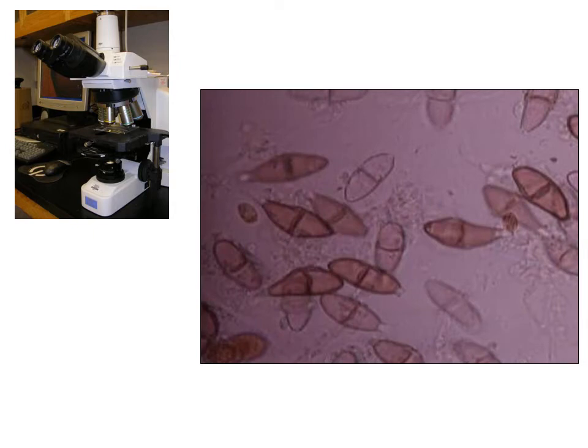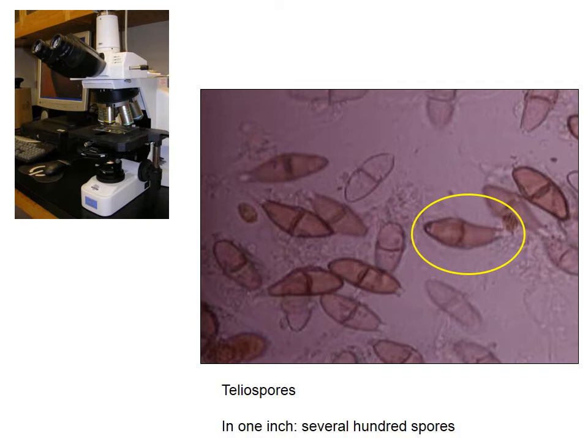Okay, so let's take a closer look in the microscope. So what you see if you squish some of those orange telial horns and look at them on a microscope slide are these spores called teliospores. And you can see that they're kind of orange in color. They're kind of pointy on both ends and they have two cells. And these teliospores are pretty small. If you line them up end to end in 1 inch, you'd have several hundred spores.